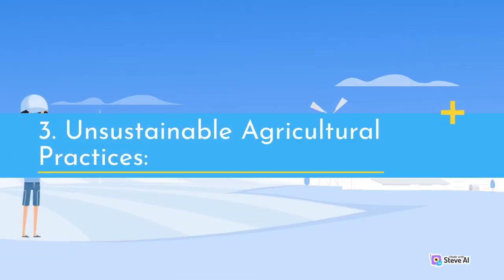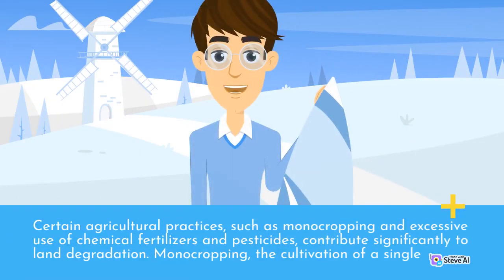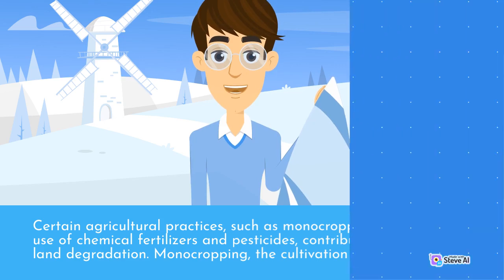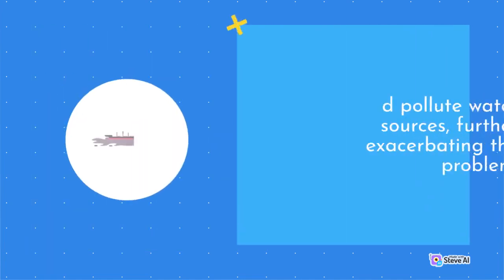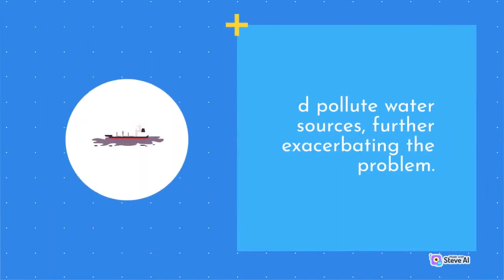3. Unsustainable agricultural practices. Certain agricultural practices, such as monocropping and excessive use of chemical fertilizers and pesticides, contribute significantly to land degradation. Monocropping, the cultivation of a single crop in an area, depletes essential nutrients from the soil, making it more susceptible to erosion and desertification. Similarly, the excessive use of chemicals can harm beneficial soil organisms and pollute water sources, further exacerbating the problem.